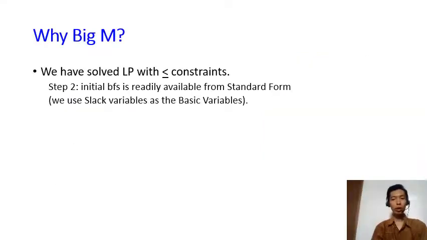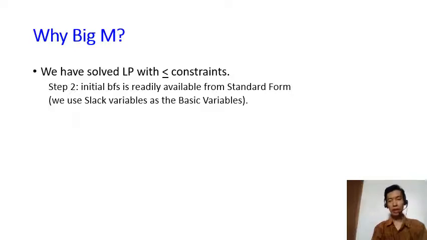You may wonder why we need to learn Big M. Well, all the examples that we've solved so far have constraints in the form of less than or equal to. It means that when you convert these constraints into standard form, you add slack variables, and then you are ready with your initial BFS because you can use the slack variables as the basic variables. And then your table is already in a canonical form.